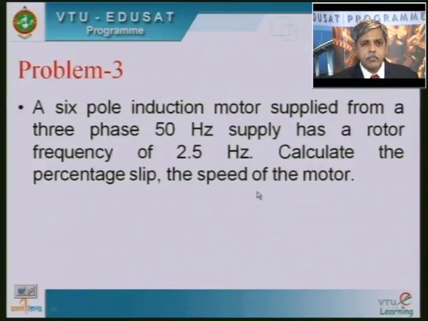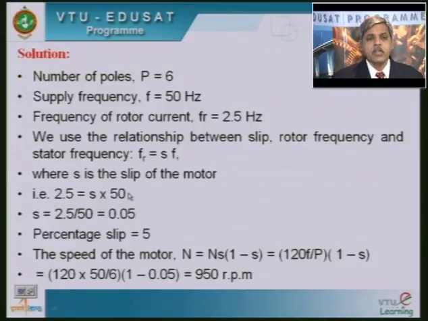Now the third problem, it is like this. A 6-pole induction motor is supplied from a 3-phase 50 Hertz supply, has a rotor frequency of 2.5 Hertz. Calculate the percentage slip and the speed of the motor. Here also you can see the number of poles for the induction motor is 6, supply frequency is 50 Hertz. Therefore, I can calculate the synchronous speed of the induction motor by using this expression 120 F divided by P.